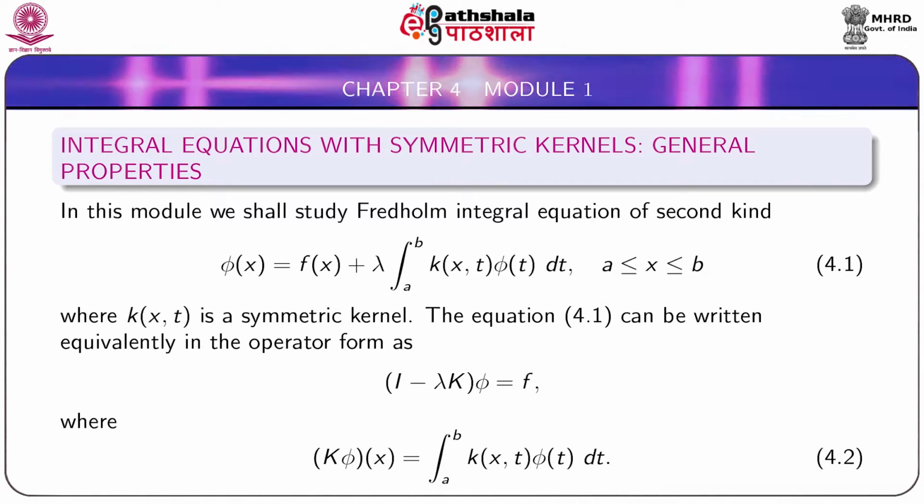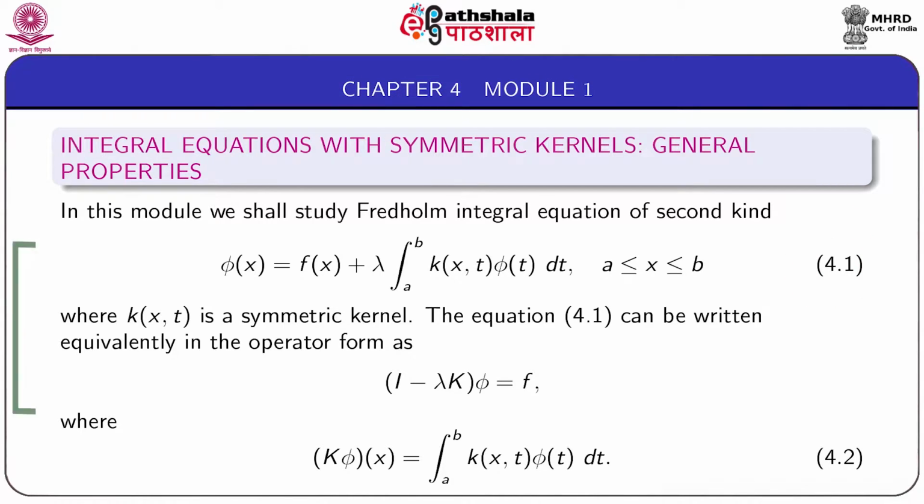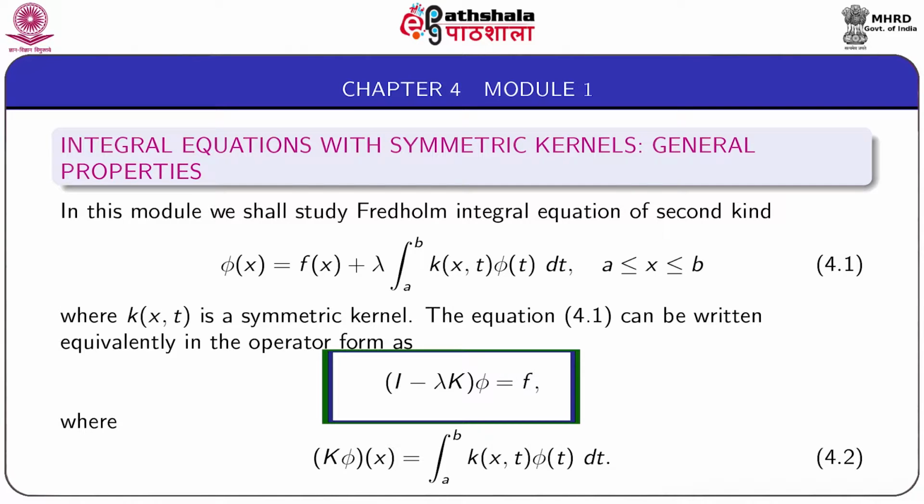Now we come to Fredholm integral equation of second kind as given by equation 4.1. Here the kernel K(x,t) is a symmetric kernel. Now equation 4.1 can be written in the operator form as (I minus lambda K) phi equal to f. Here I is the identity operator, capital K is linear integral operator given by equation 4.2.